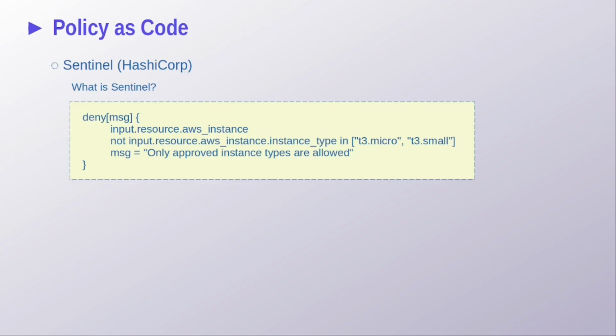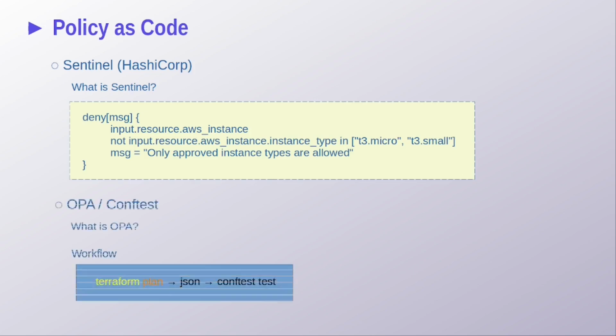When to use Sentinel? Terraform Cloud users, enterprise environments, strict governance requirements. OPA, Conftest: open source alternatives.